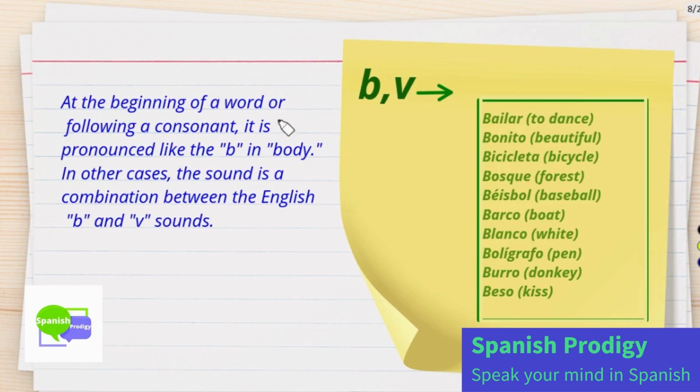Now let's tackle some Spanish consonants. We'll go through each consonant one by one, and I will guide you on how to pronounce them accurately. Let's begin with the B. At the beginning of a word or following a consonant, it is pronounced like the B in body. In other cases, the sound is a combination between the English B and V sounds.